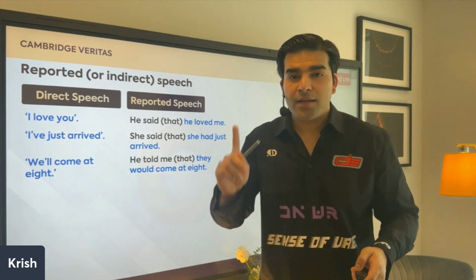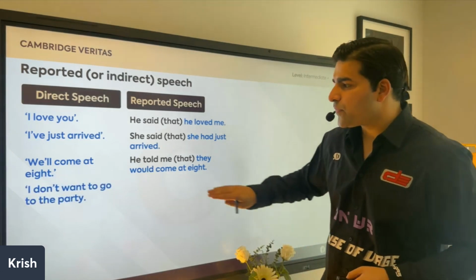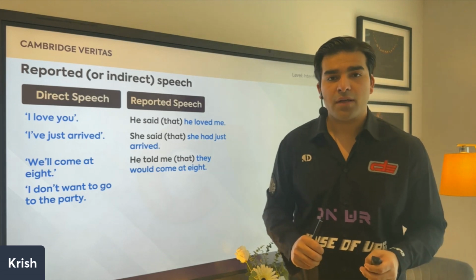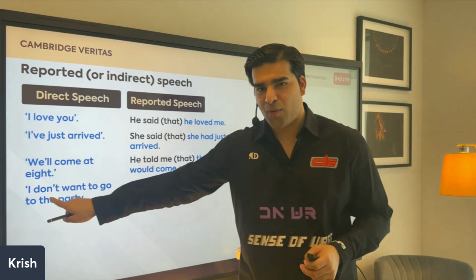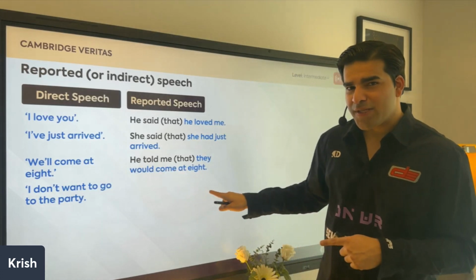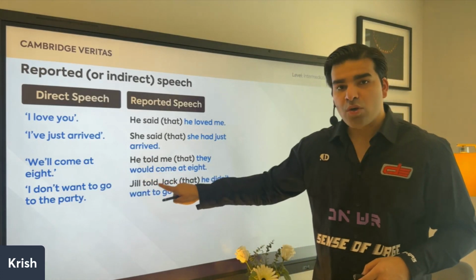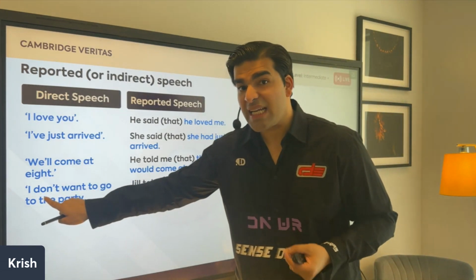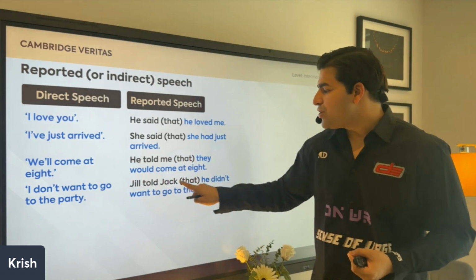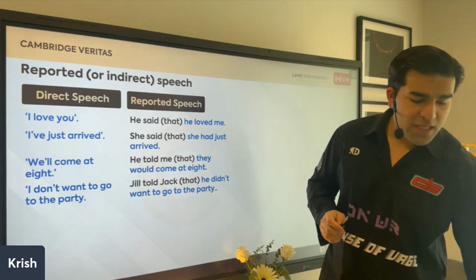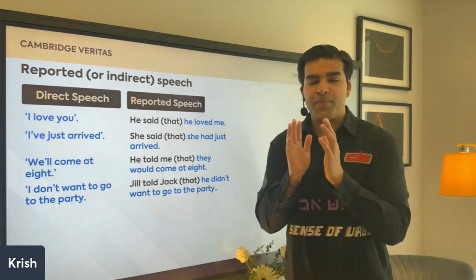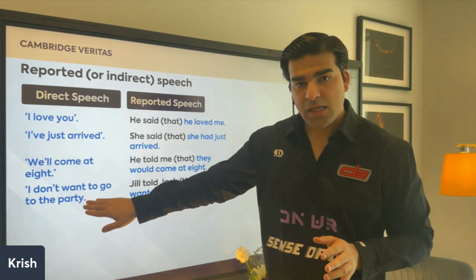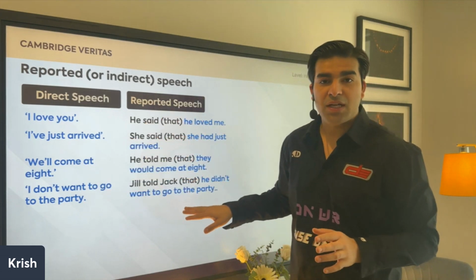The last example is I don't want to go to the party. I don't want to go to the party. Okay, fair enough. What is the past of don't? Let's see if we're going to use it in reported speech. Jill told Jack that he, the past of don't, didn't. He didn't want to go to the party. Now, there's a common pattern that is emerging everywhere. The common pattern is whatever you say in present tense, it becomes past in reported speech.